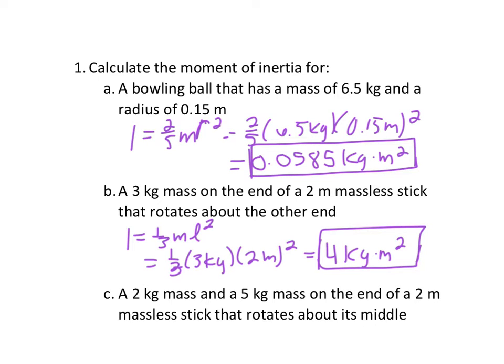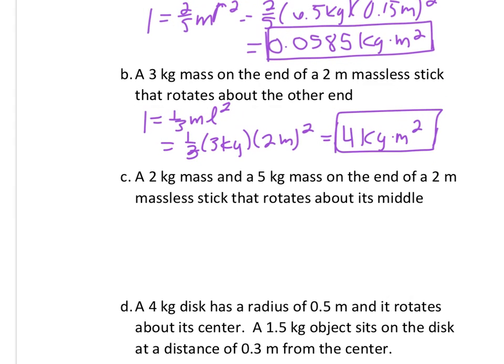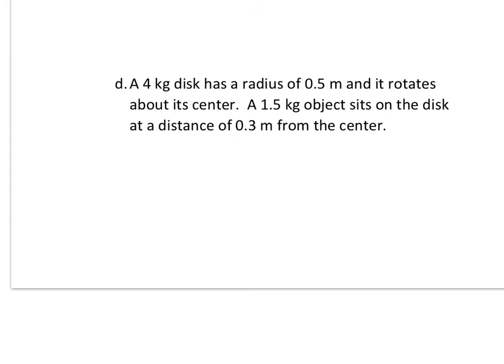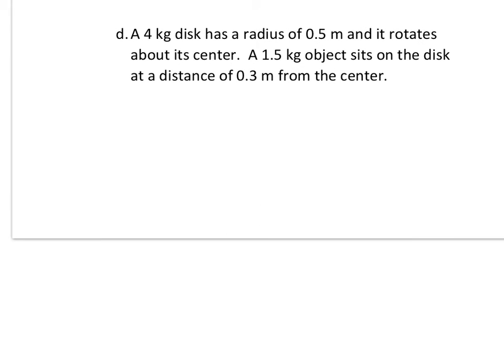I do want to go down to the last one, so part D. We have a 4 kilogram disc that has a radius of 0.5 meters rotating about its center, and a 1.5 kilogram object sitting on the disc at a distance of 0.3 meters from the center. So if you have more than one object that's rotating, all you do for moment of inertia is add them. So just like if you have more than one mass in a system, you would add the masses. If you have more than one object rotating, you're going to add the moment of inertia.